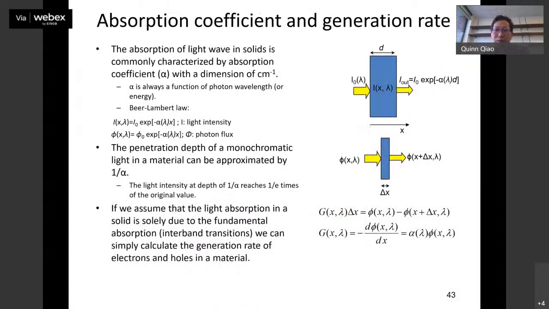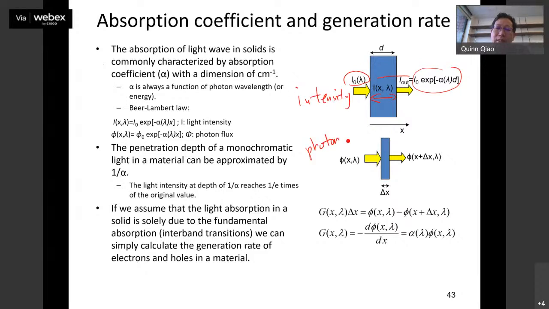And with that, how can you calculate the absorption coefficient? If the sunlight comes in with intensity I0 at wavelength lambda, when it goes out through this thickness d, the light intensity changes to I0 multiplied by exponential of minus alpha lambda times d. And how much energy is absorbed in this region? That's this one minus that one. The top one is the intensity of the light. The bottom one is called photon flux.